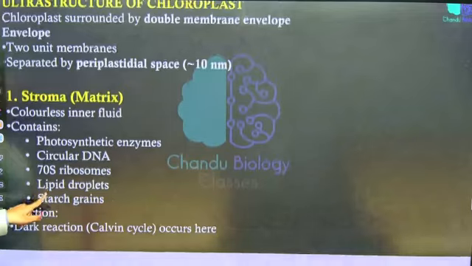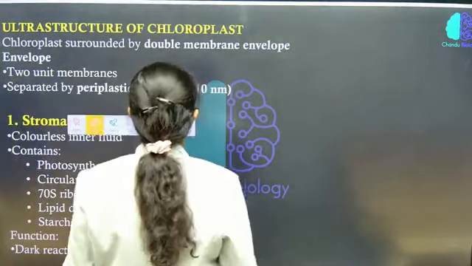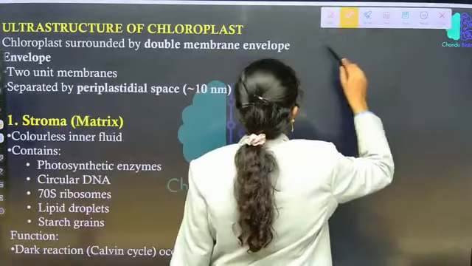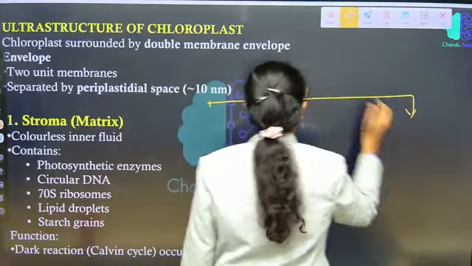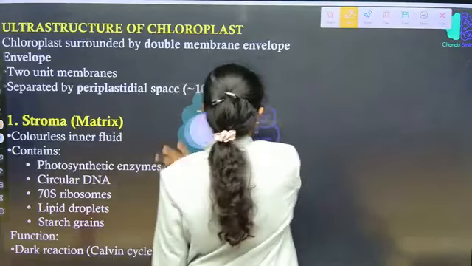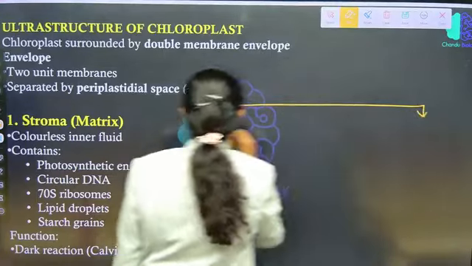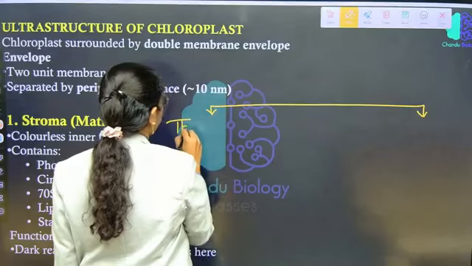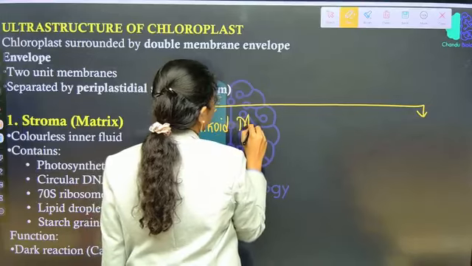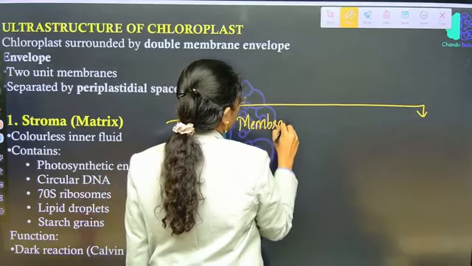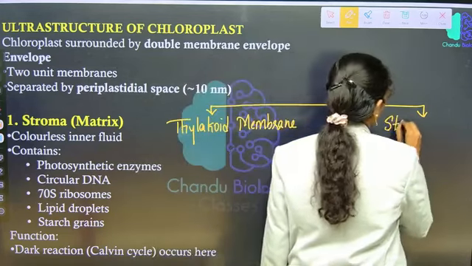Here I have to highlight a few things. What are the functions that occur in the thylakoid membrane and in the stroma? Okay, so here if you see, in the thylakoid membrane, and inside the stroma.